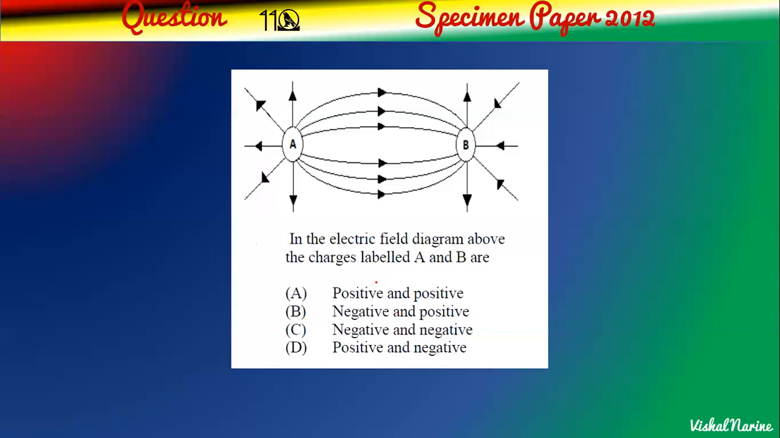Question 110. What does A and B represent? So we should remember that the charge always goes from positive to negative. The field lines are drawn from positive to negative. So it is D.